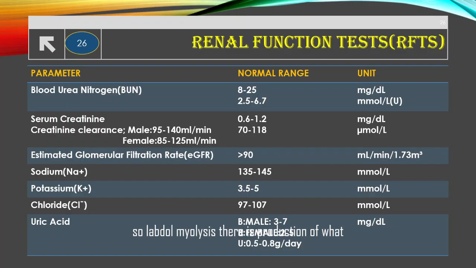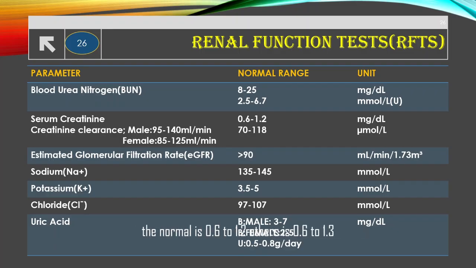So in rhabdomyolysis, there's production of what? Of creatinine. Now this serum creatinine has been used to grade kidneys according to KDIGO, which is Kidney Disease Improving Global Outcomes. That organization classifies acute kidney injuries into different stages, and we use the serum creatinine as well as the urine output to identify the kidney function. So it's very, very important to remember the serum creatinine level.